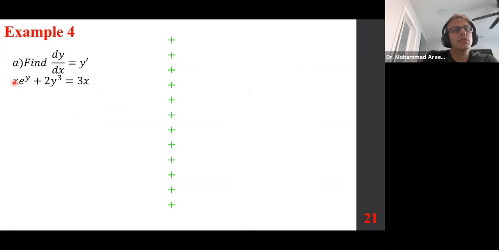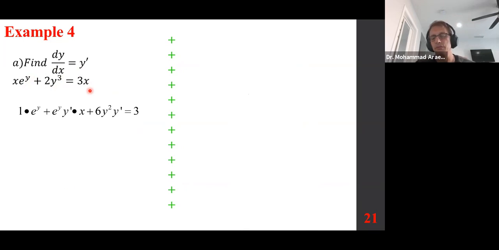Again, a raised dot between x and e to the power of y tells you that you're using the product rule. x gives you 1 times e to the power of y. e to the power of y gives you itself times y prime, and by the product rule times x, plus 6y squared y prime equals 3. Again, you go through your algebraic steps to finish the job.